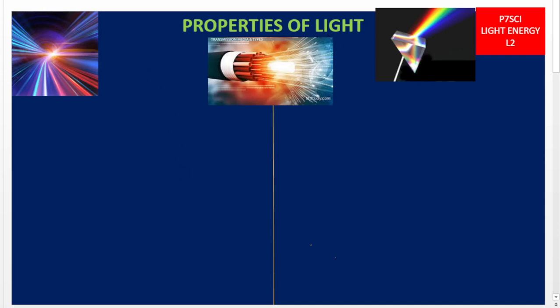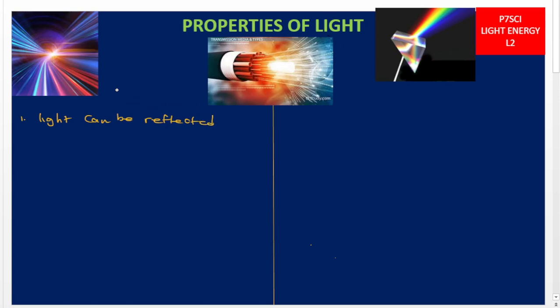In our lesson number 2, we are now going to discuss the properties of light. We are now going to understand how this light behaves. Property number 1, light can be reflected. Yes, light can be reflected, and these properties we are going to study one by one in detail.